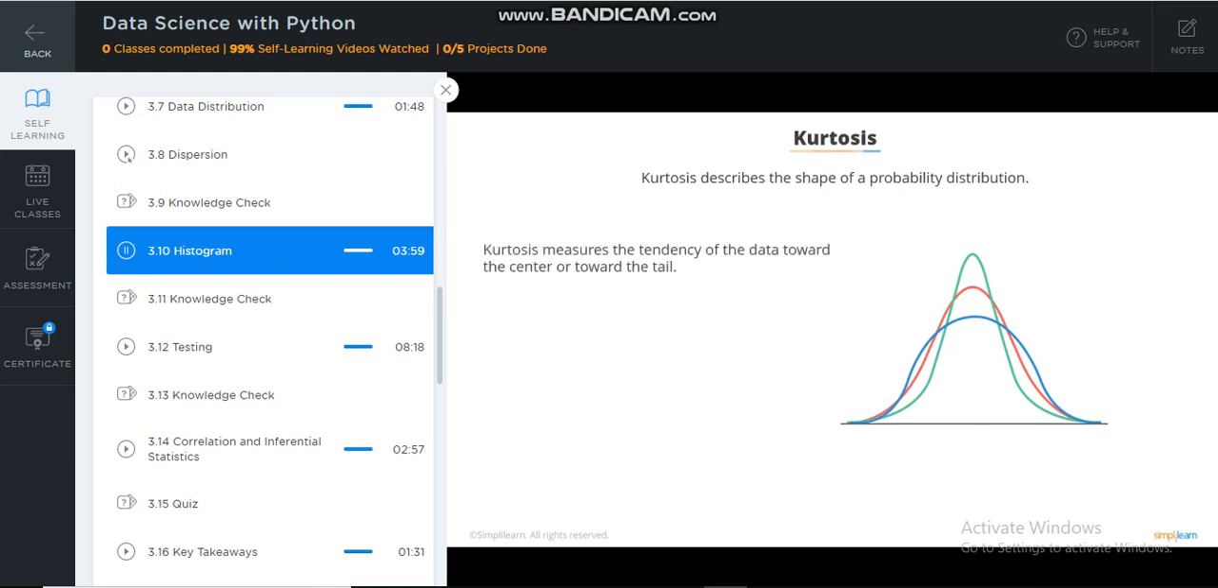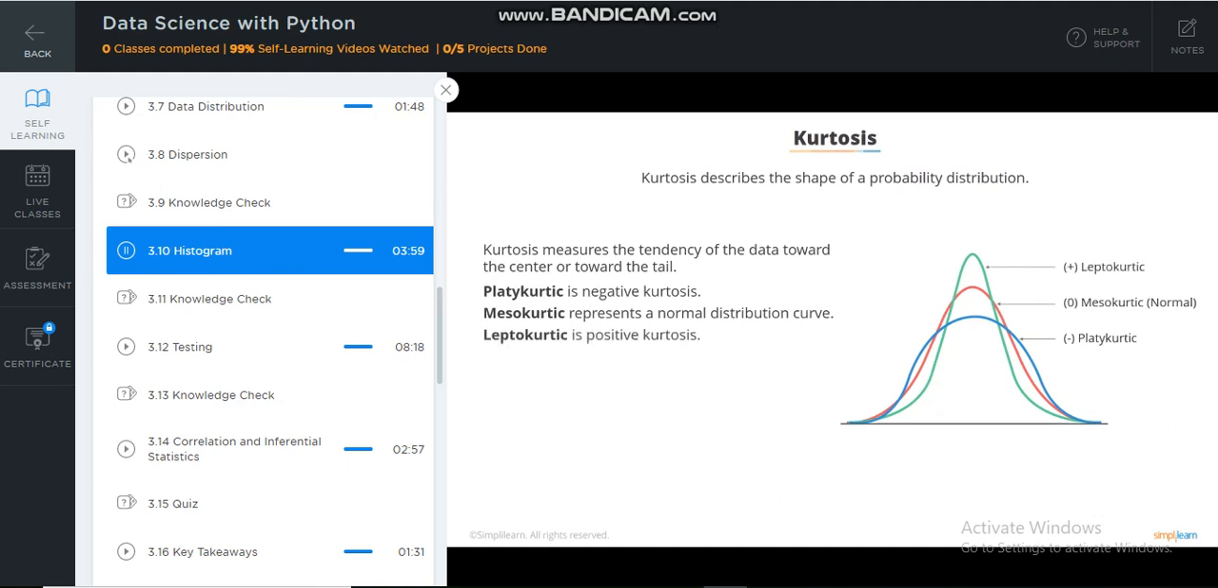Kurtosis measures the tendency of the data towards the center or towards the tail. Platykurtic is negative statistics or negative kurtosis. Mesokurtic represents a normal distribution curve. Leptokurtic is positive statistics or positive kurtosis.